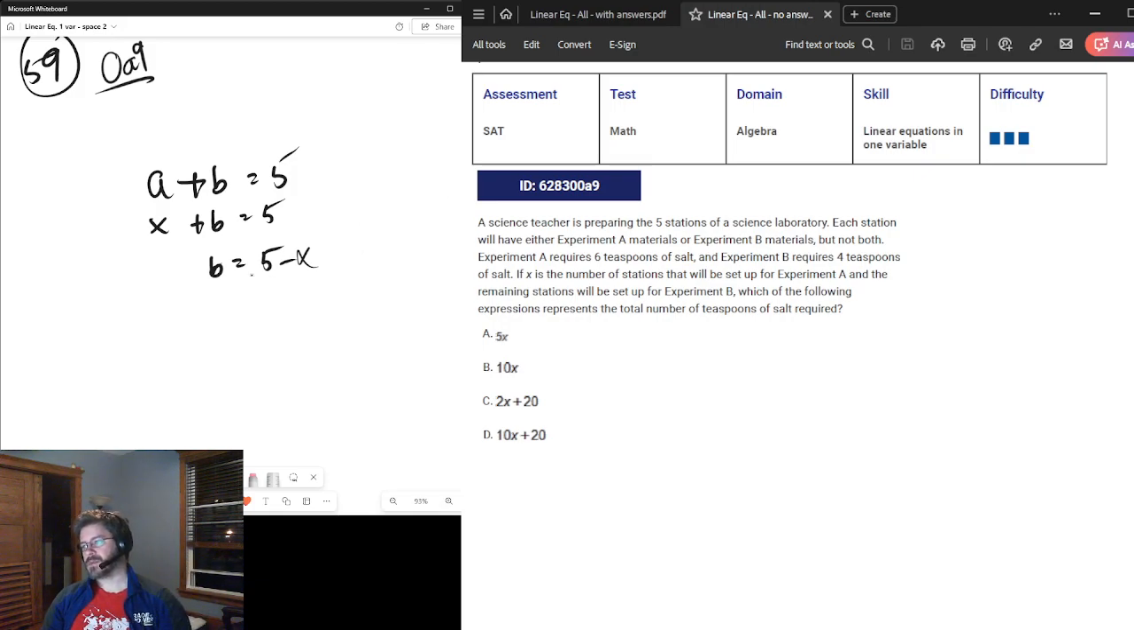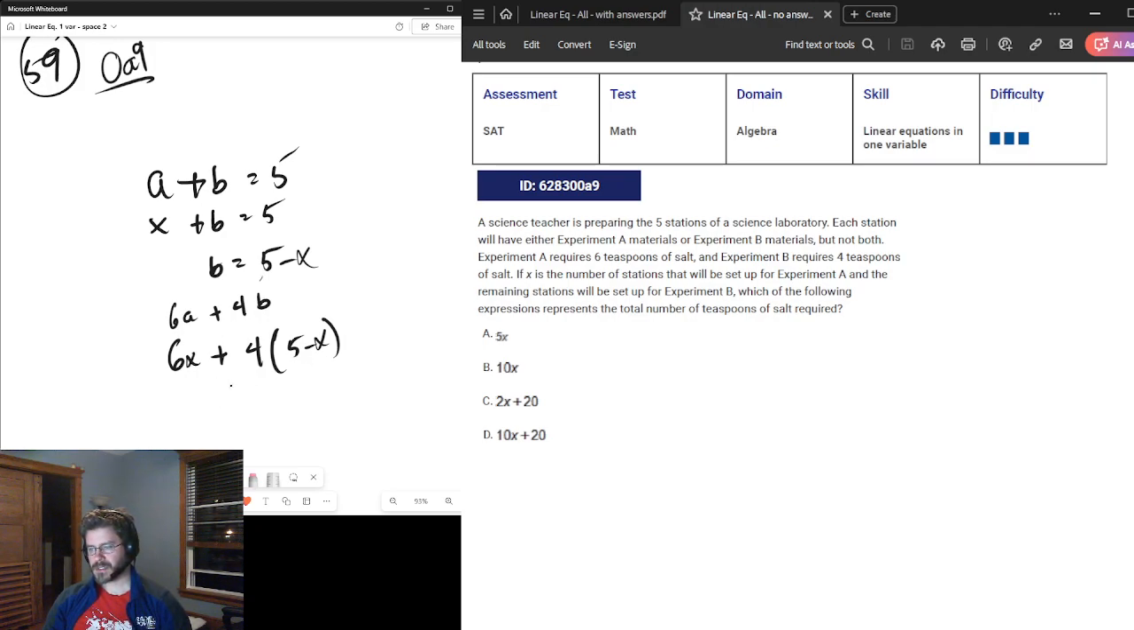So the number of teaspoons of salt, that was 6 for A. So 6X plus however many we need for B. B, in terms of X, is 5 minus X. So 4 times 5 minus X. And that gives us our expression for the number of teaspoons of salt, because it was 6 for A and 4 for B. A is X, B is 5 minus X.